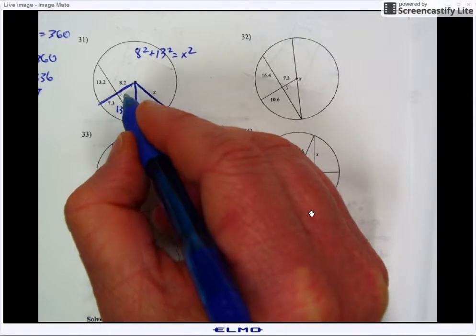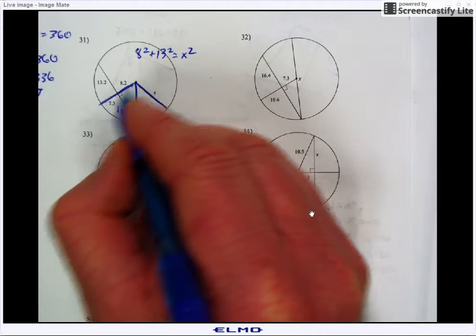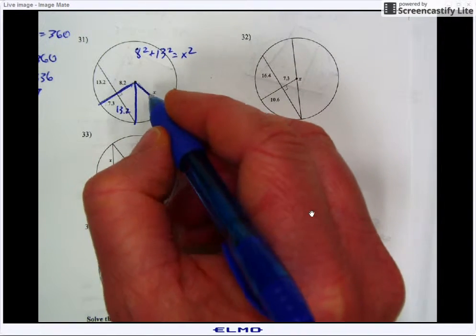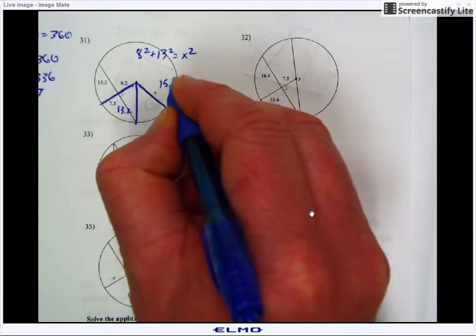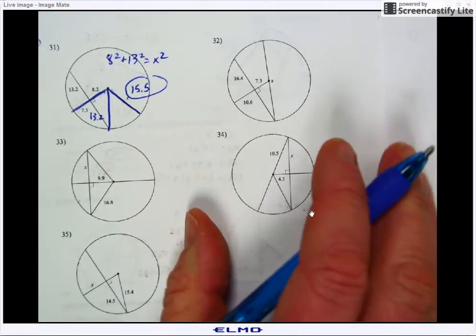But you don't need to because you already know 8.2 plus 7.3 is the same distance here. So you can use the shortcut. So you get 15.5. Either way, you should get 15.5. Okay, go to the next one.